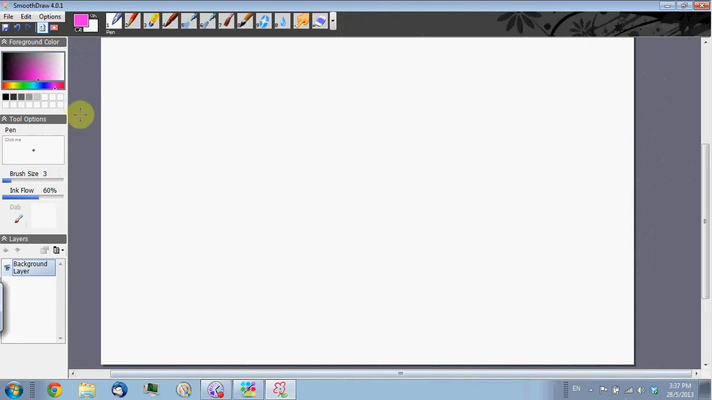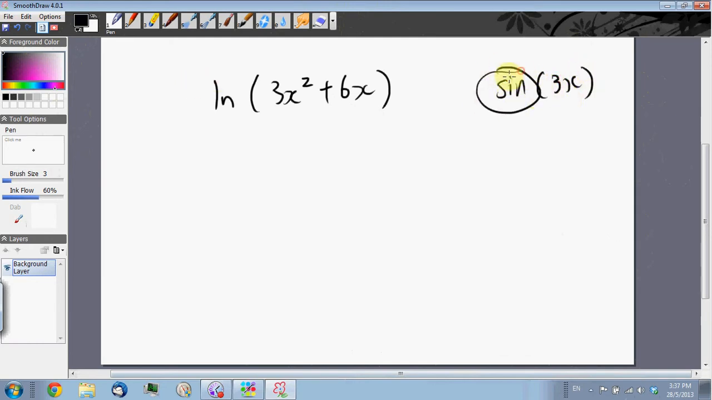If you have something more complicated, again, you must differentiate inside. So ln of 3x squared plus 6x. What do you do? First, again, differentiate inside, bring it out. So for functions, differentiate what's inside and bring it out first, just like just now when you have sine 3x. If you have a function of something, you differentiate what's inside and bring it out first.